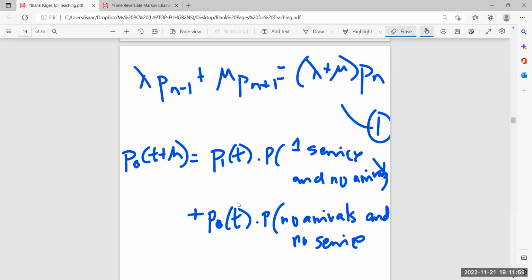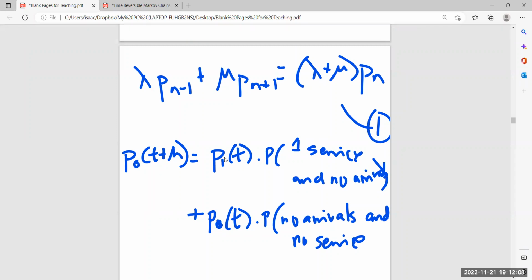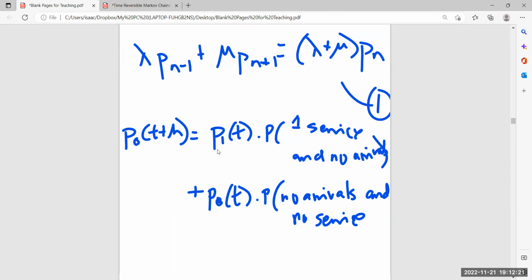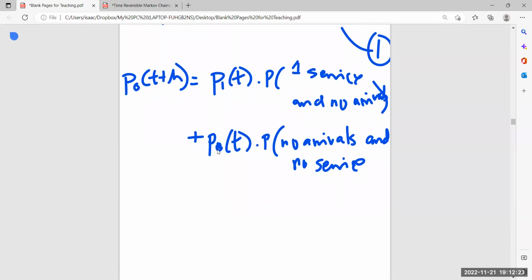Now you could tell me why I didn't have P2 at t. You could only have one event taking place in an interval of size h, so we can't have P2 at t inside here. So what we have so far is just this.